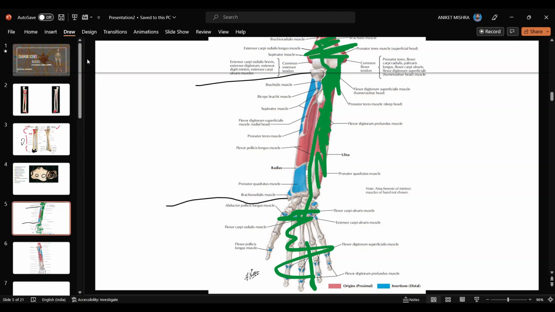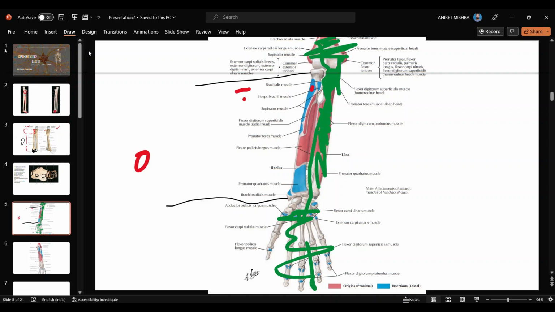So we are going to focus on the radius. When we look at the upper side of the radius, we get the attachment for the brachialis muscle and the biceps brachii muscle. The biceps brachii is inserted onto the rough posterior surface of the radial tuberosity. So when we talk about the muscles, this is the insertion of the muscles.